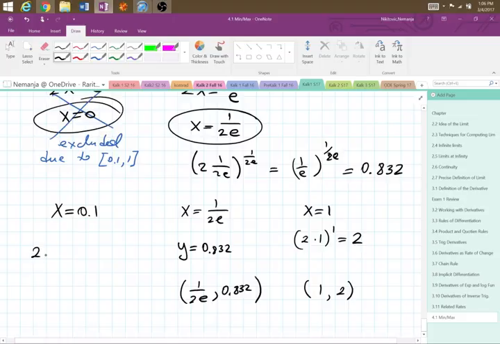The only one we need to do is the 0.1, which is 2 over 10 raised to 1 over 10, right? Because 0.1 is 1 over 10. This is the 10th root of 1/5, which is the 10th root of 0.2. So the point is 0.1, comma, 0.851.